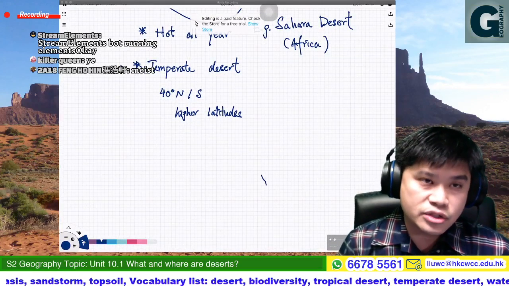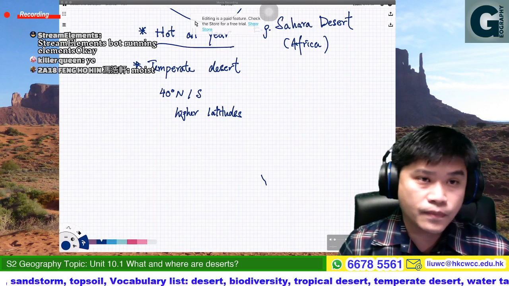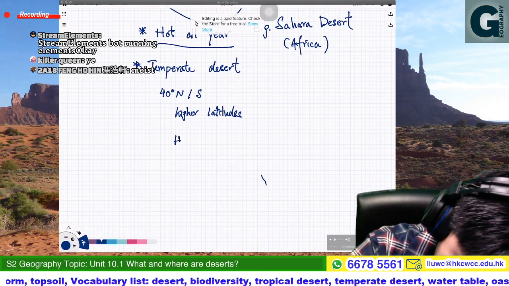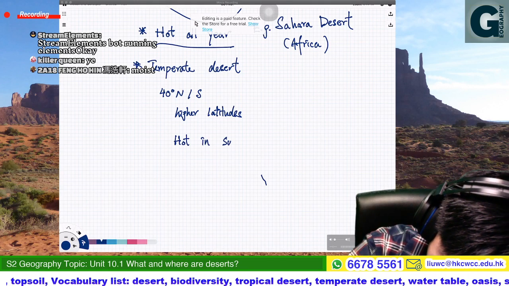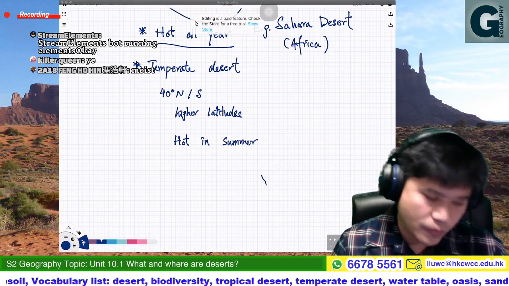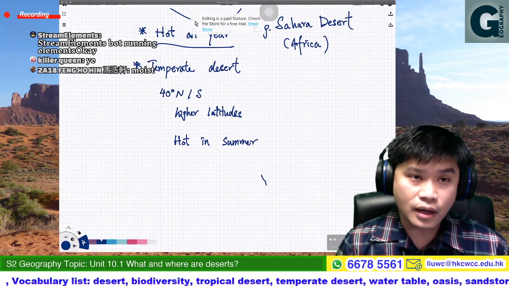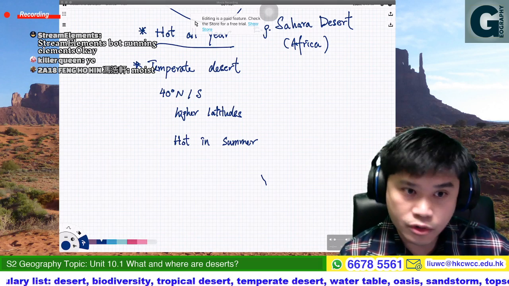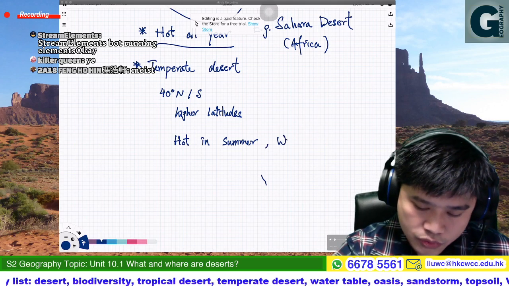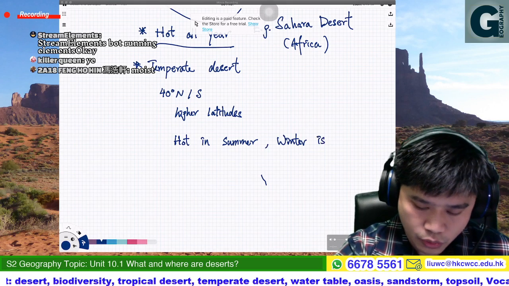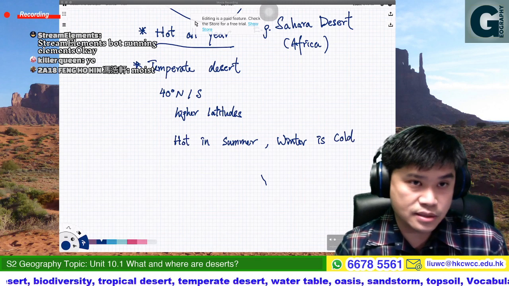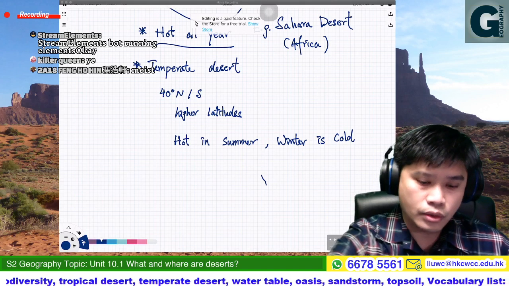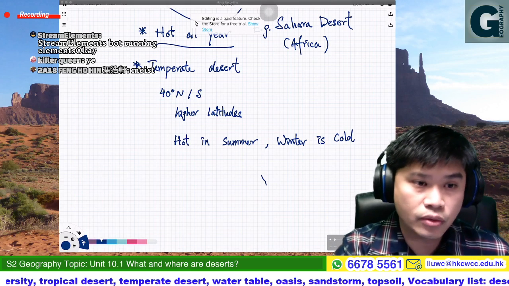For tropical desert, as we've just mentioned, it's hot all year. But temperate desert is slightly different. That would be very hot in summer. But in temperate desert, there should be winter, and most important, winter is cold in temperate desert. So that would be about the temperature.